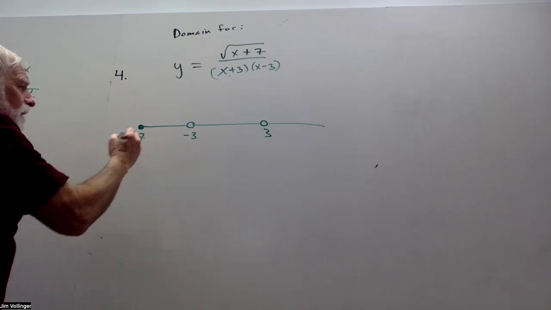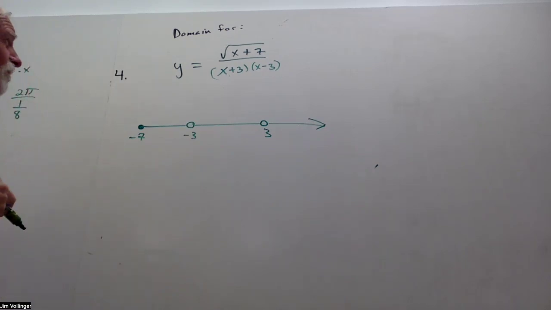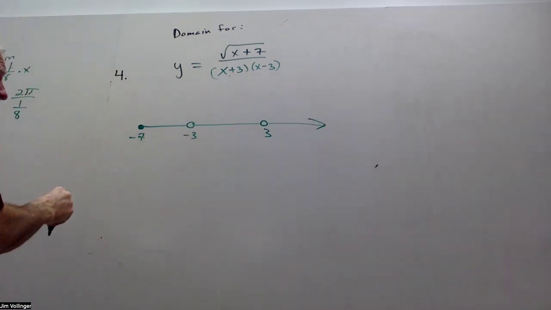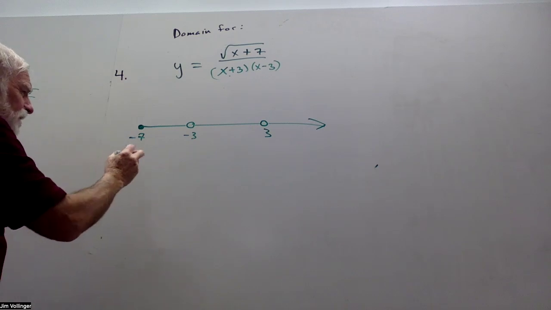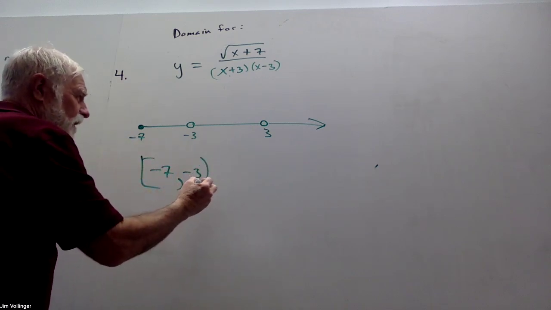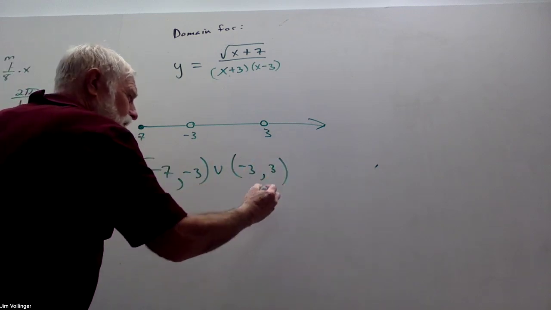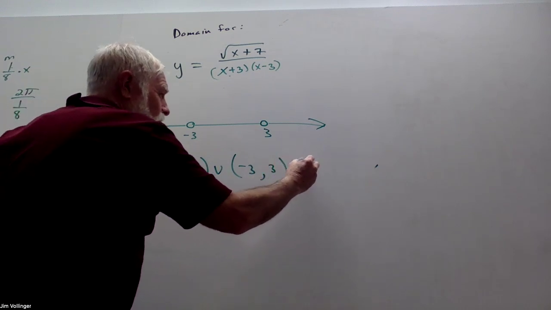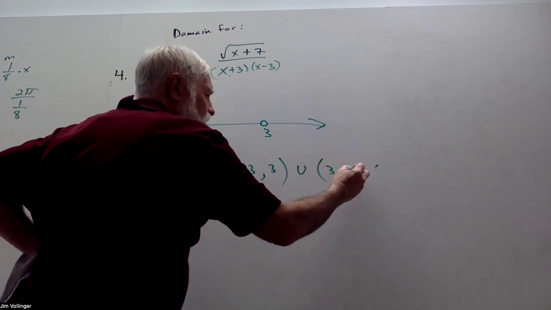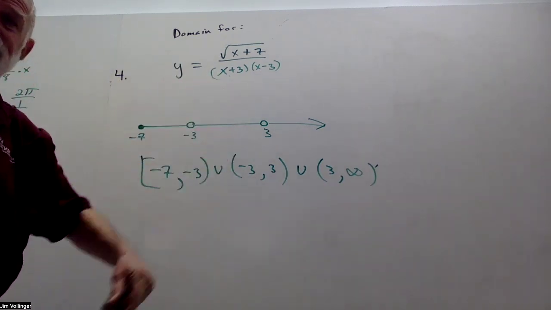-7 is okay. -7, that's your domain right here. In a method that you practiced earlier, but putting it into interval notation, we have -7 to -3. Can't use -3, but we can use -3 to 3, but we can't use 3, but we can certainly take it from 3 to infinity. And that's interval notation. That's the domain of that function.